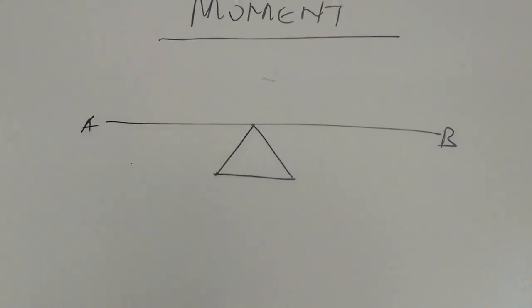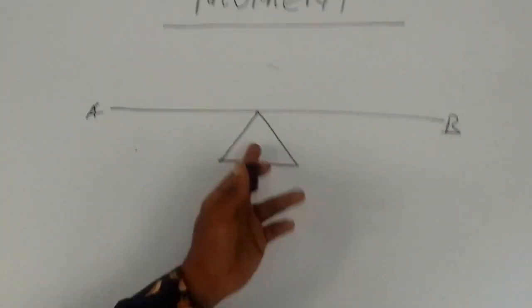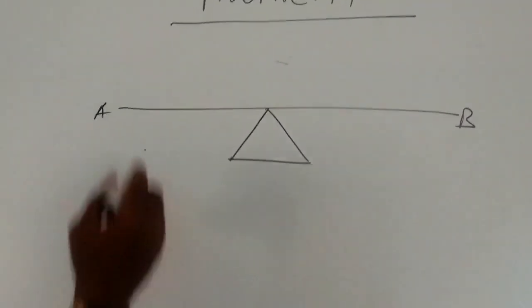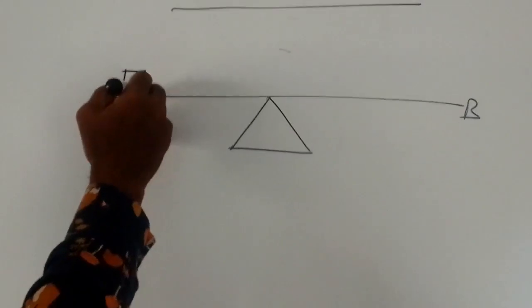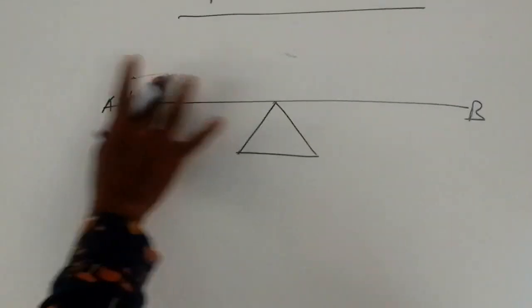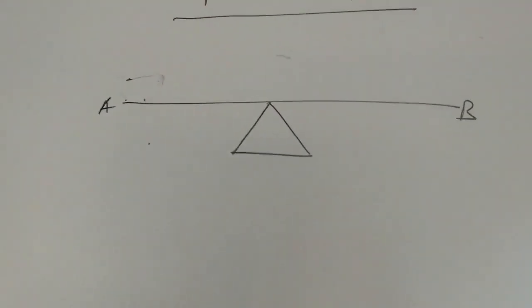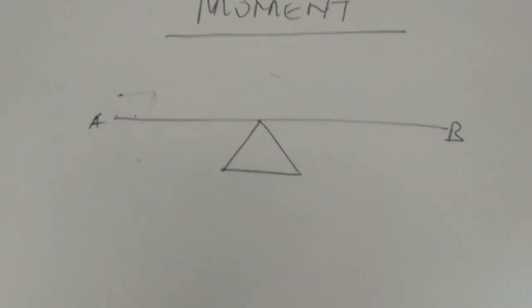at the region between A and B, that is the knife edge, and then we place a mass here. So before we go on, let's assume that this body AB is a uniform body, and in physics, a uniform body should balance at the center of gravity.